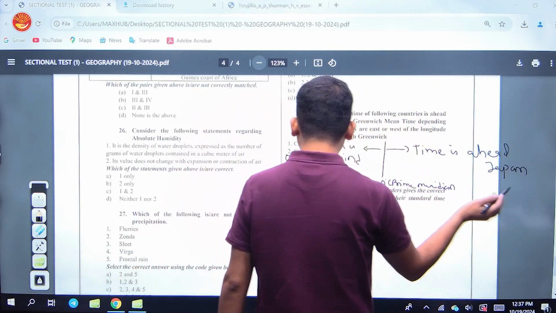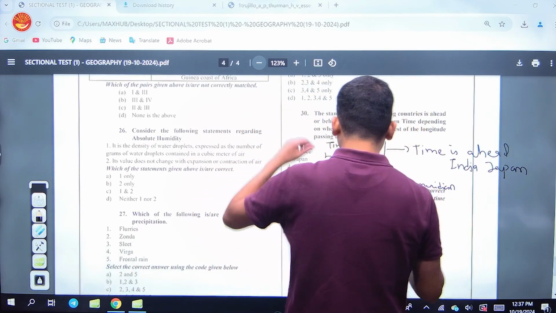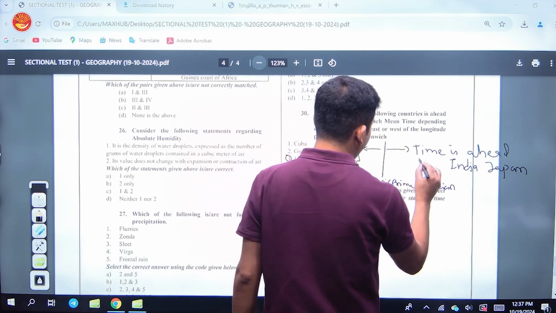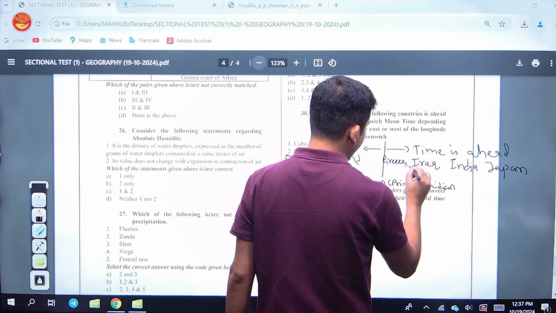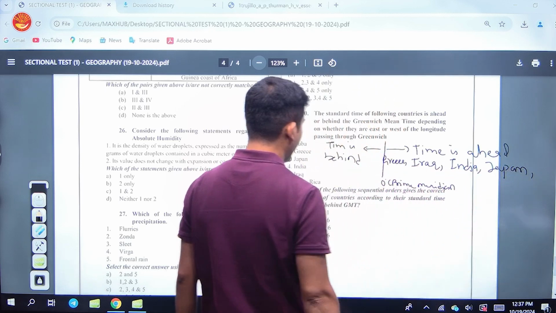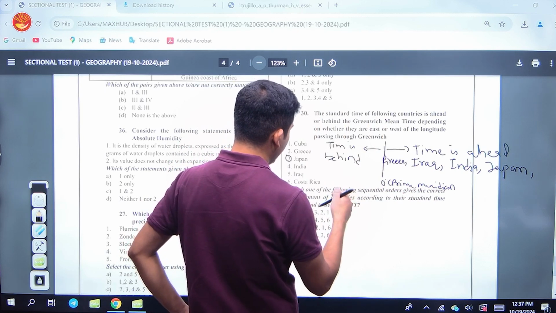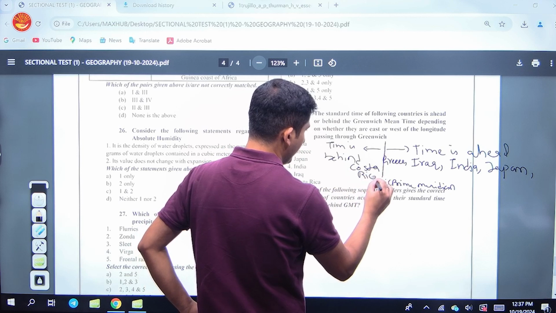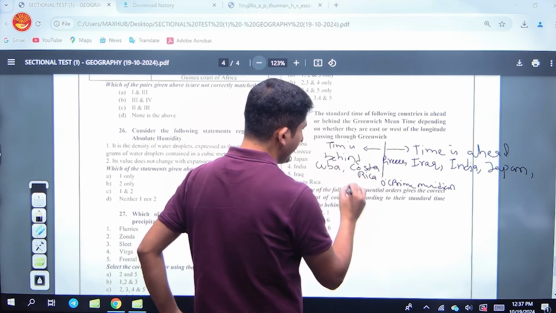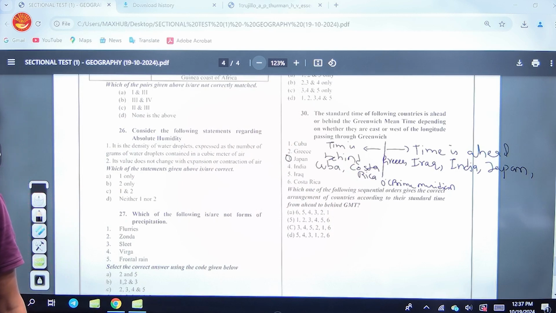After Japan, India is next. Then you have Iraq, they are all ahead, and then you have Greece. This is also ahead of the Greenwich Mean Time. And behind, which ones are there? Cuba, but Costa Rica will be first, and then there will be Cuba. Cuba is a Central American country, and Costa Rica is a Caribbean country.